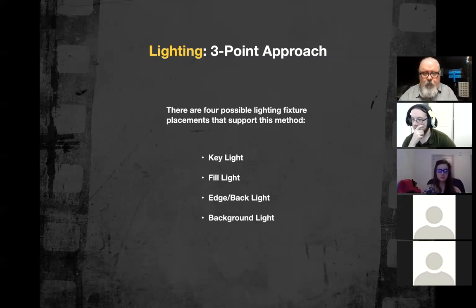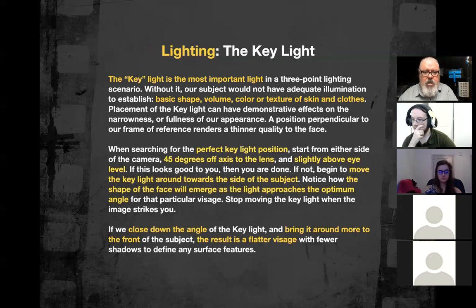and with our framing and everything. Okay, the key light, the most important light: basic shape, volume, color, texture, and skin and clothes is revealed by the key light. We look for the perfect key light position in every situation that we're photographing. The 3-point lighting formula demands that we start in a predetermined location for that key light and then move it around on a case-by-case basis, right?